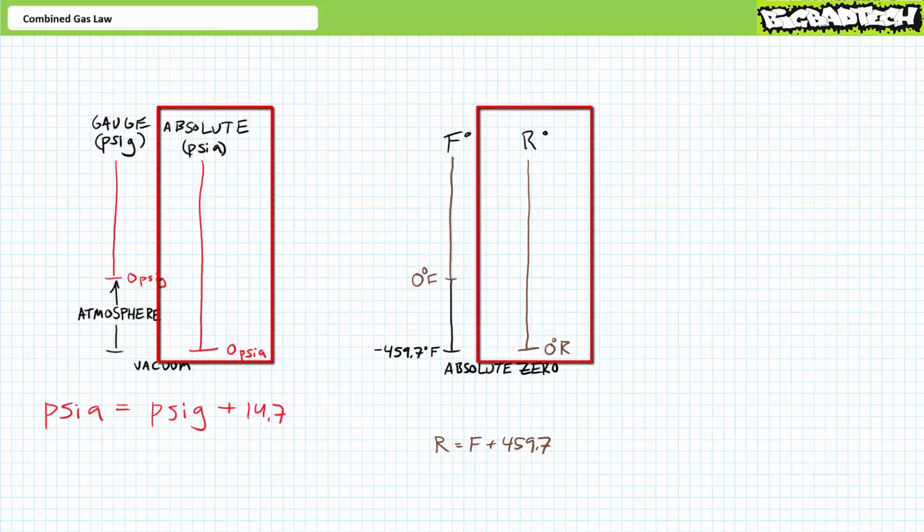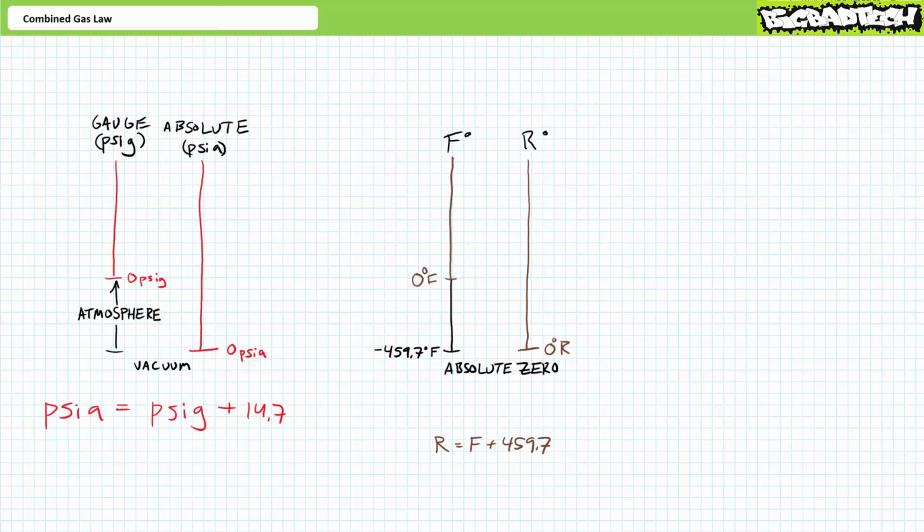Again, the combined gas law only works using numerical values measured on the absolute scale. One must convert given relative values to absolute, perform the calculation, and then convert the answers back to the relative scale for them to make any sense.